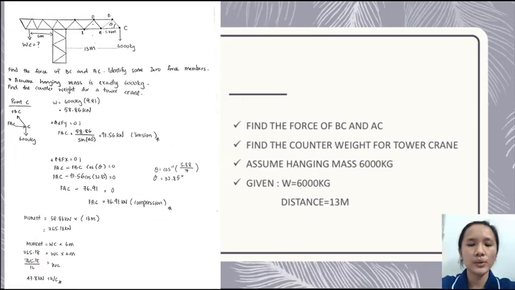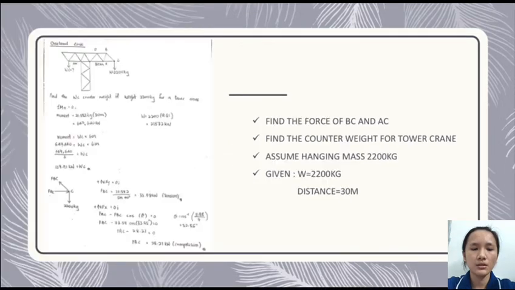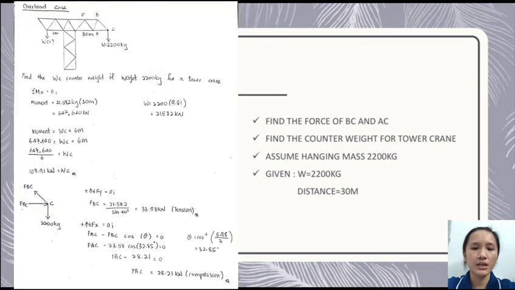For finding the counterweight, 58.86 kN multiplied by 30 m. To find the WC, we use the moment divided by the distance 6 m, so the WC value is 47.8 kN. This is the overload case. For finding the counterweight, 21.58 kN multiplied by 30 m. To find the WC, we use the moment divided by the distance 6 m, so the WC value is 107.91 kN.